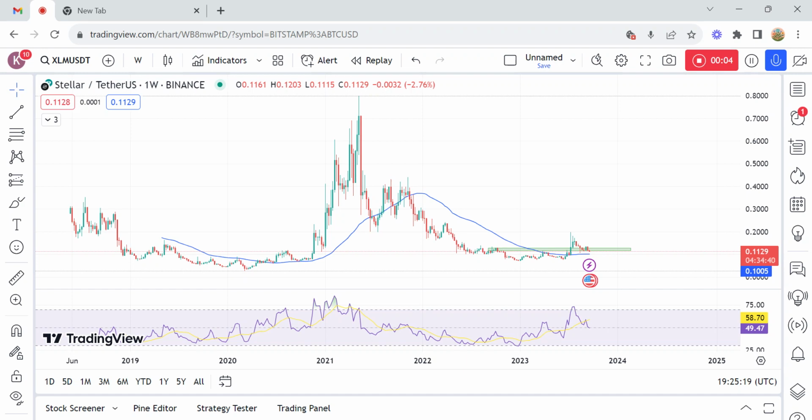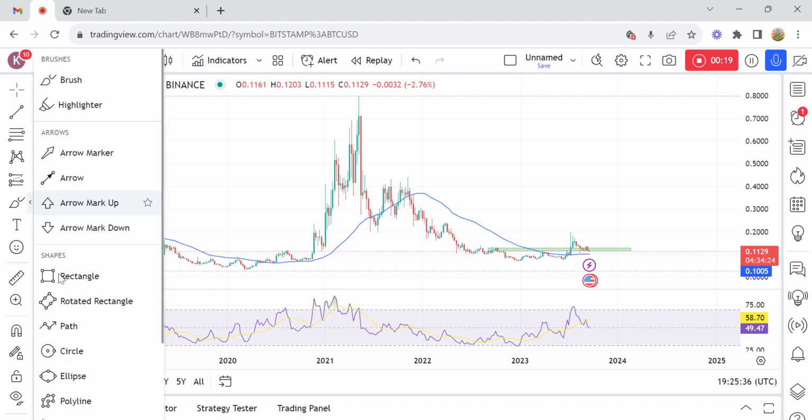Hello guys. Today we'll be having our analysis on XLM. Looking at the chart, this is our weekly chart. I'm going to start by having our order blocks drawn.